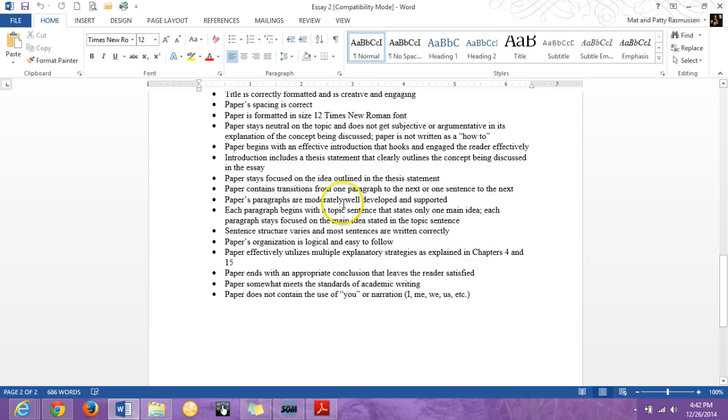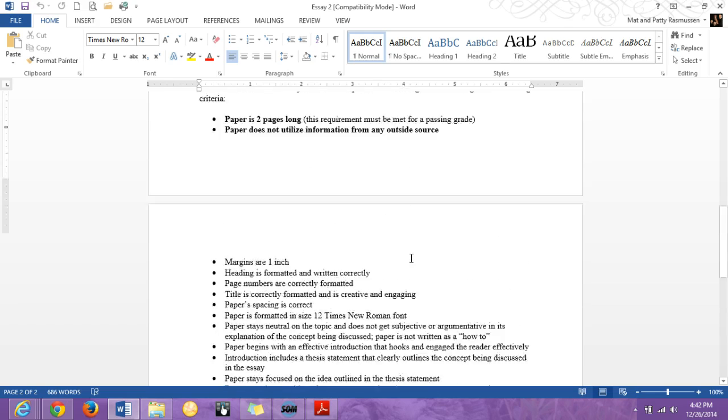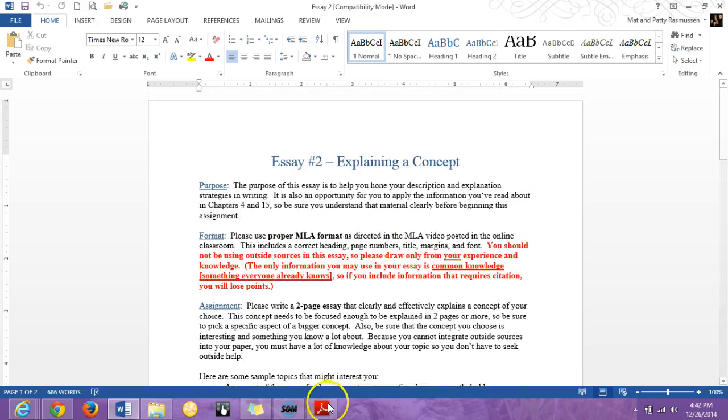Use transitions, develop your paragraphs, use topic sentences for each paragraph. Make sure you vary your sentence structure. Use proper organization. Only have 1 main point per body paragraph. Utilize the strategies for expository writing that you've covered in the textbook. Don't narrate or use you. Follow the standards of writing, so on and so forth. So here's the list of the nitty-gritty of what I'm looking for in this essay.